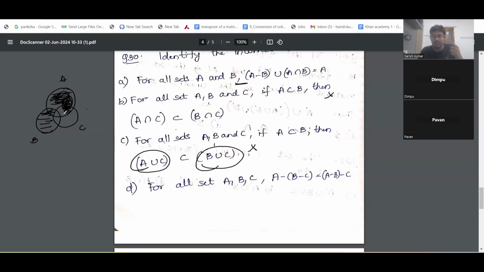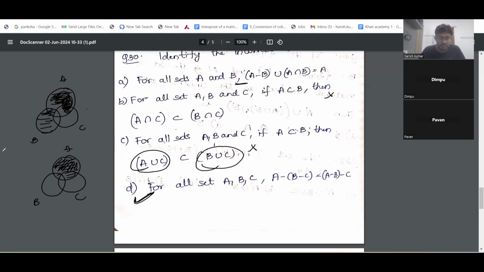Now what is A minus B minus C? A minus B is nothing but this part. So this is B, this is A, and this is C, right? Now I have to consider whatever is in A minus B, but it should not be in C. So then I'll get only this part. I'll not get this part because C should not be considered. And these are clearly not equal. So this is my incorrect statement, which will be my right answer.